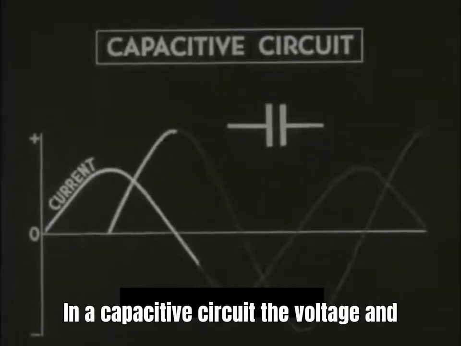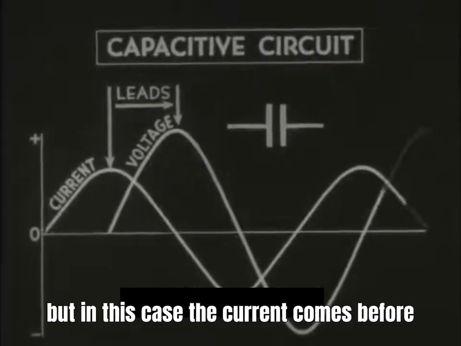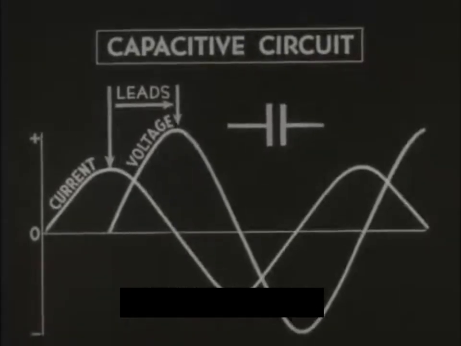In a capacitive circuit, the voltage and current can be pictured as sine waves, but in this case, the current comes before, or leads, the voltage.